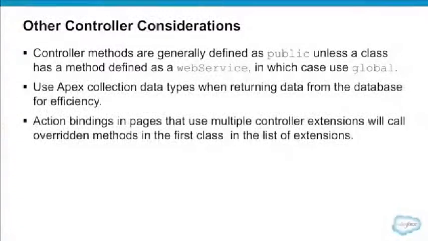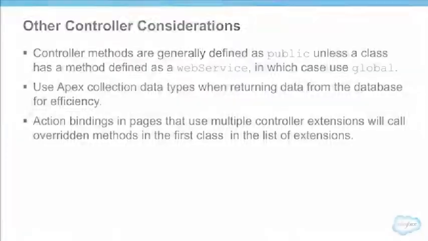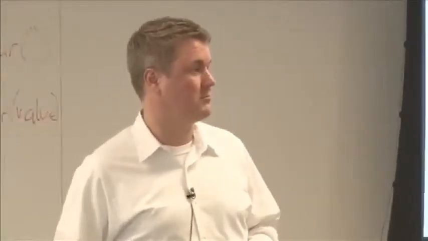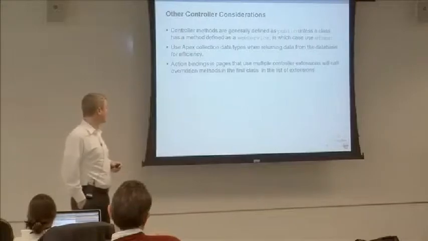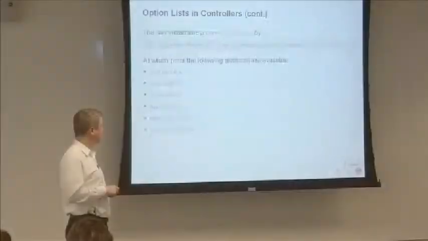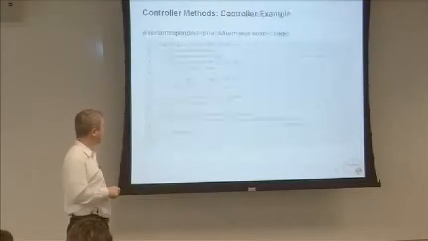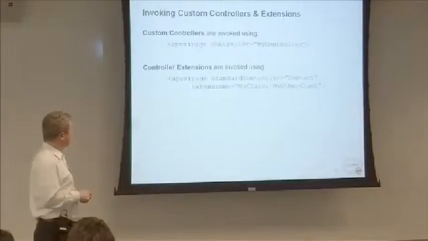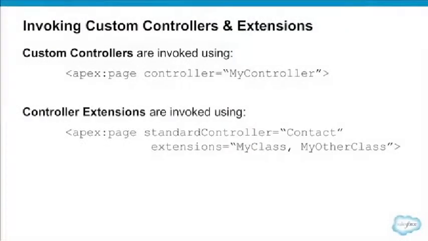Okay? One of the things that you might wonder is, how do I override an action, like let's say save? How do I override the save method in a controller extension associated with, let's say, a standard controller? Okay? The way that this works is that you are going to code a save method in your controller extension. But it's a little bit tricky, and the reason it's a little bit tricky, I'm going to go back a bunch of slides back to where we were talking about setting the controller extensions. So right here on this slide, we have our controller extensions listed. We're using the standard controller for a contact.